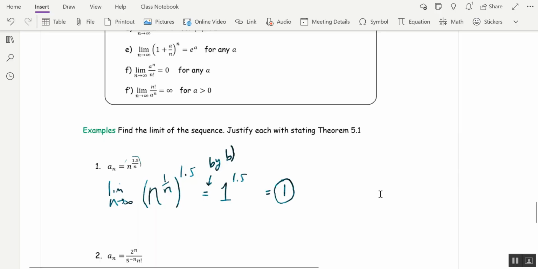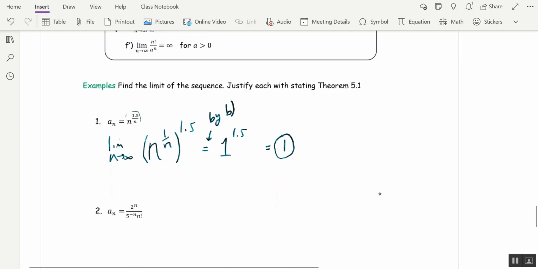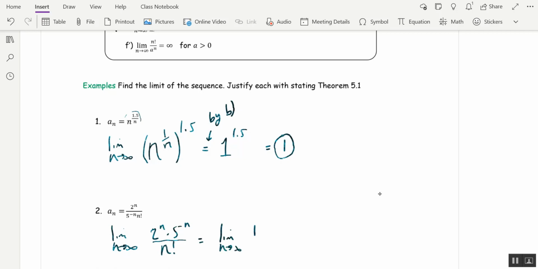Okay, next one, looks like I have something to the n divided by an n factorial. I want to use f, but first I need to do some cleanup. So this is the limit as n goes to infinity. Let's rewrite this. 5 to the 1 over 5 to the negative n is the same as 5 to the positive n. So this is 2 to the n times 5 to the n over n factorial. Still can't use f. I need to rewrite this. Limit n goes to infinity of 10 to the n over n factorial. Okay, now by f, that's 0.